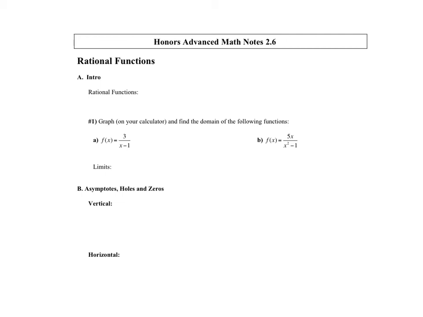A rational function just looks like this: R of x equals f of x over g of x, where f of x and g of x are polynomials, and g of x is not 0. Okay? It's called a rational function. Now, the domain of this is going to be all real numbers except for the zeros of the denominator.